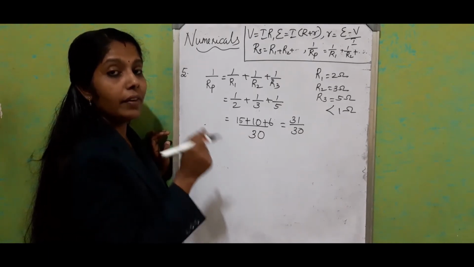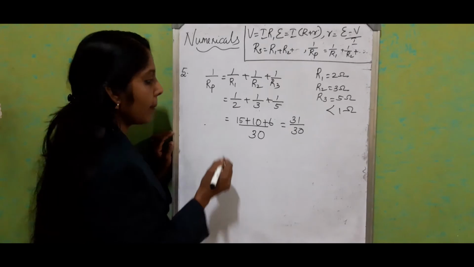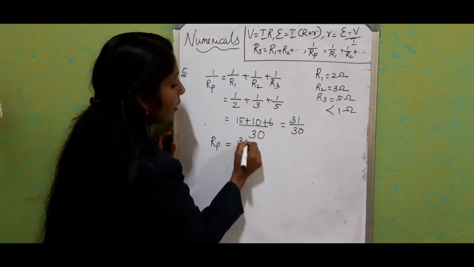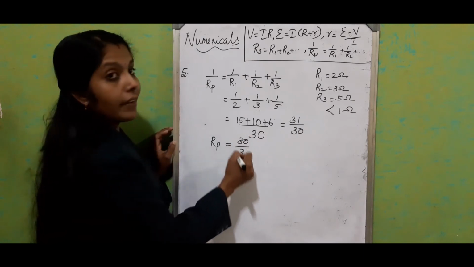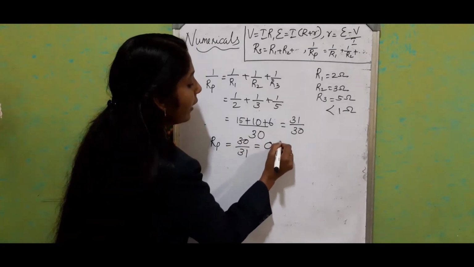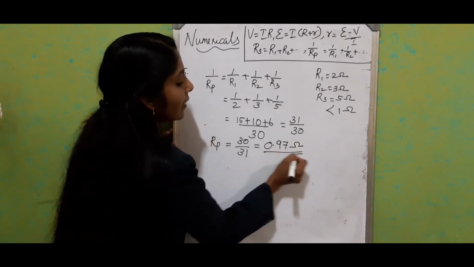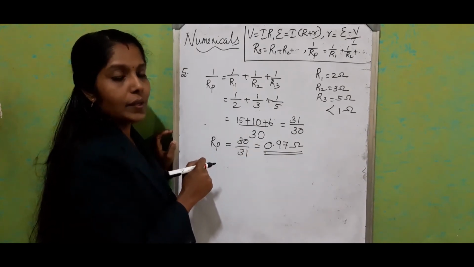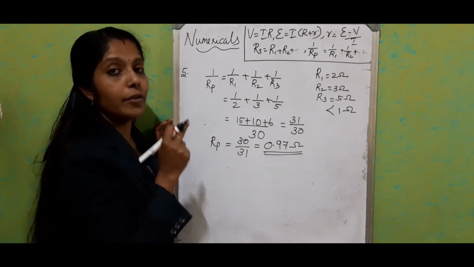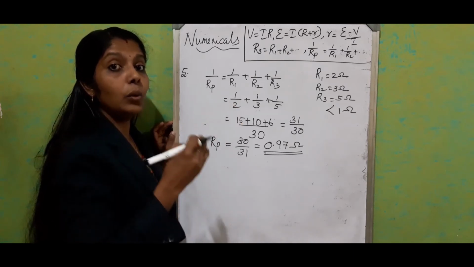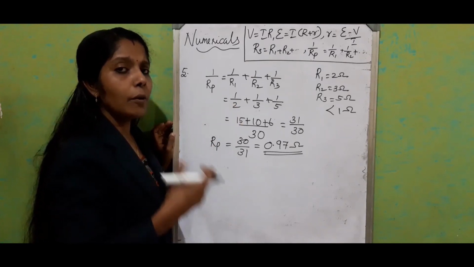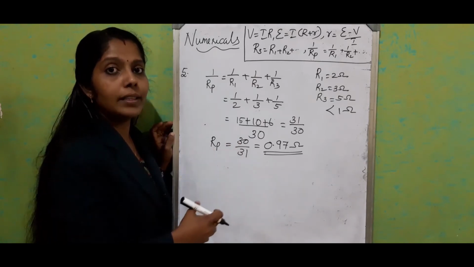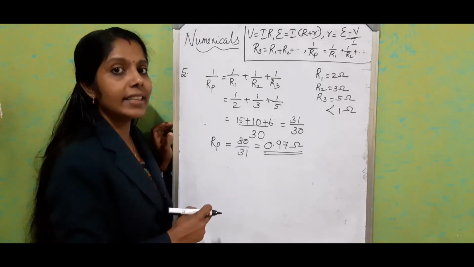What we have to find out is Rp, not 1 by Rp. So Rp is equal to, taking the reciprocal, 30 divided by 31. When we solve this, we will get 0.97 ohm. See, it satisfies the condition. It's less than 1 ohm. So this is the way we have to connect if we need a value less than the least value. If you want a value greater than the values available in the circuit, connect it as a series circuit.